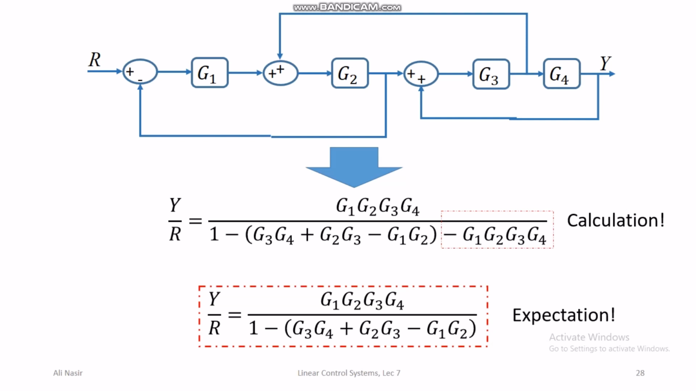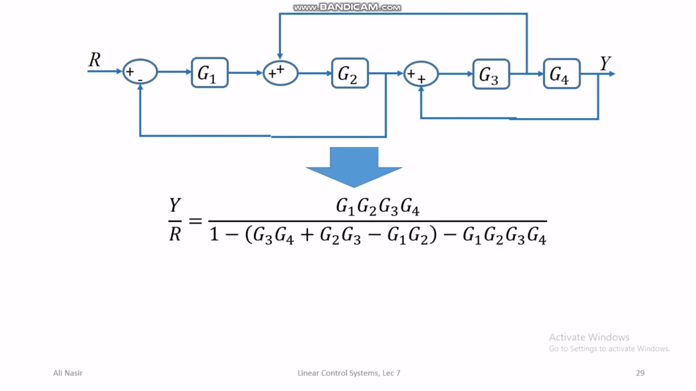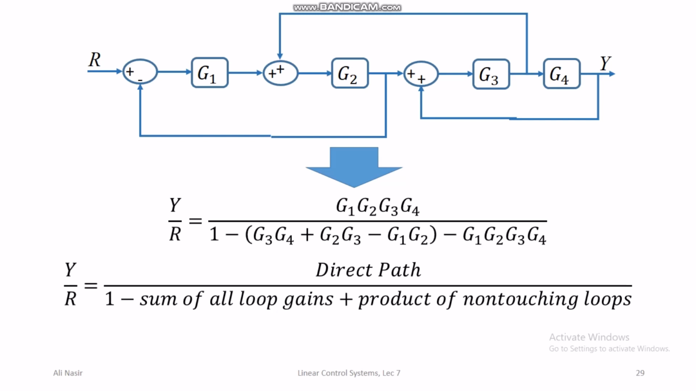So there is this thing different. And if you look at this additional term that we have got in our calculation, this is minus G1, G2, G3, G4. Minus G1, G2 is the loop gain of one of the loops that is separate from the other loop, that is G3, G4. So it seems that the transfer function in this case is direct path divided by 1 minus sum of loop gains plus product of non-touching loops.